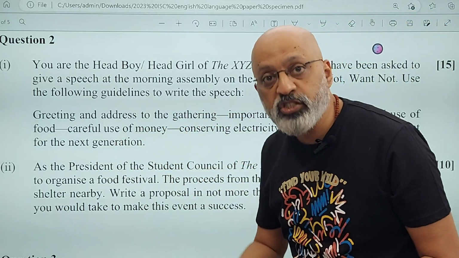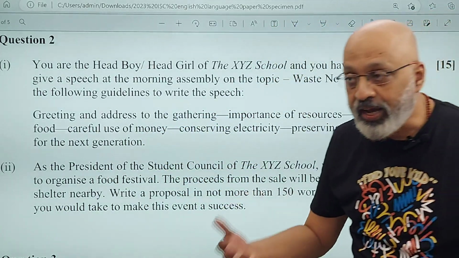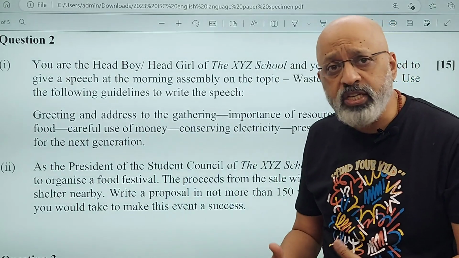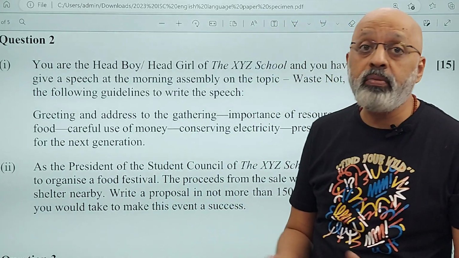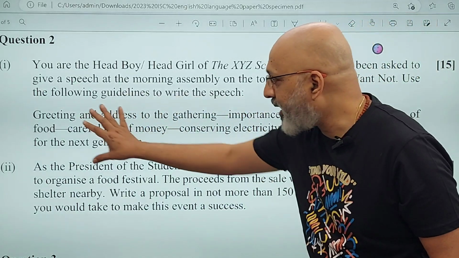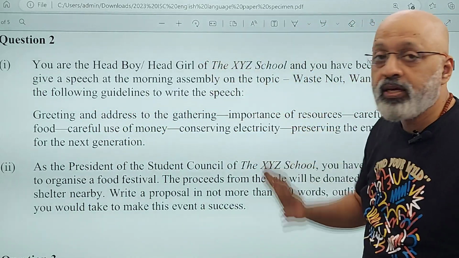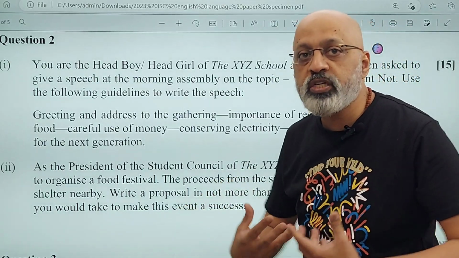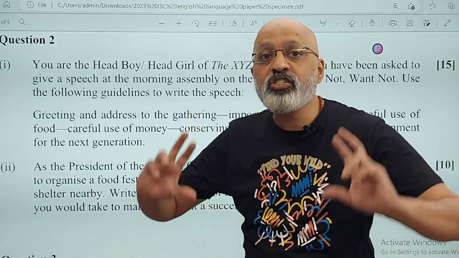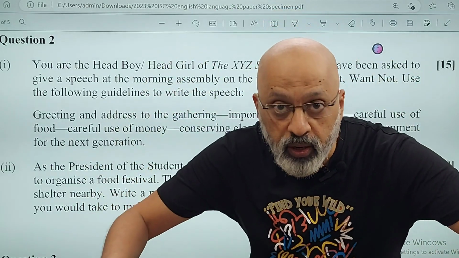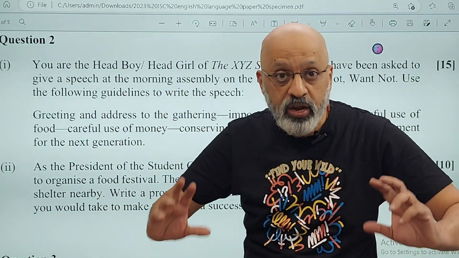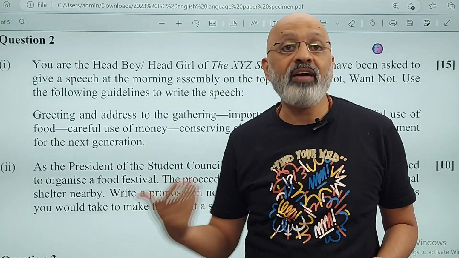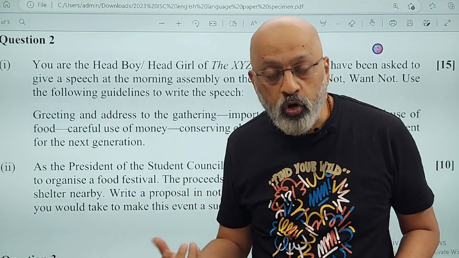Preserving the environment for the next generation. Plant more trees, ensuring that you are not doing things which are anti-environment, which are environment unfriendly. So all these points should come in the speech. That's what is necessary. You can use these keywords, but essentially try to use it in your own language. The language has to be extremely formal. That's important. The language, I repeat, has to be extremely formal. It cannot be the way you are having an informal phone conversation.